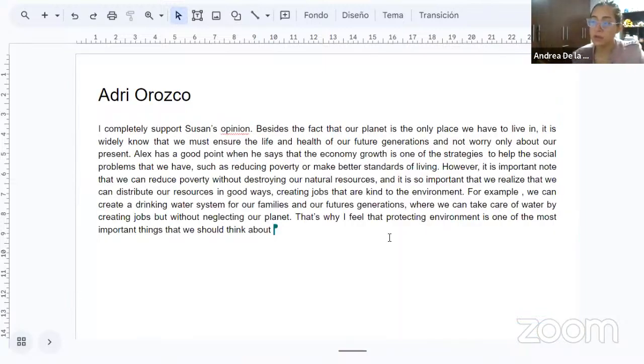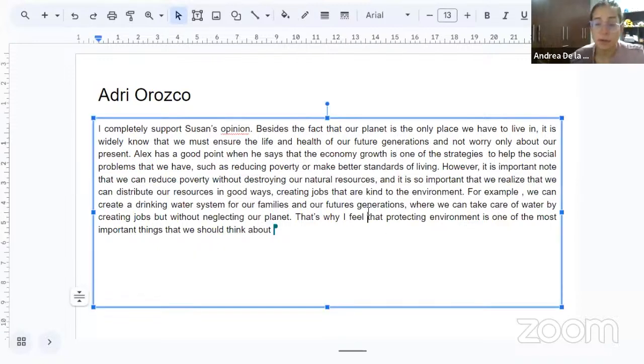The question is not whether protecting the environment is important, right? The question is, would you prioritize protecting the environment over economic growth? So which one would you choose? So maybe I would rephrase the last sentence and I would say, "That's why I feel that protecting the environment is more important than prioritizing economic growth," for example. Or "That's why I feel that if I were a policymaker, I would prioritize the environment over economic growth." Right? Something like that, but where you make that comparison.